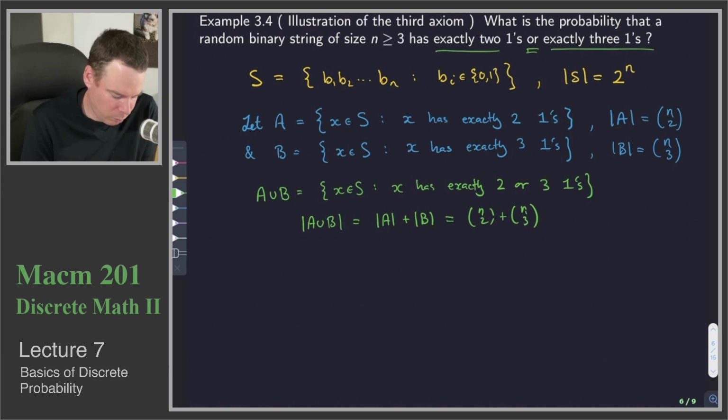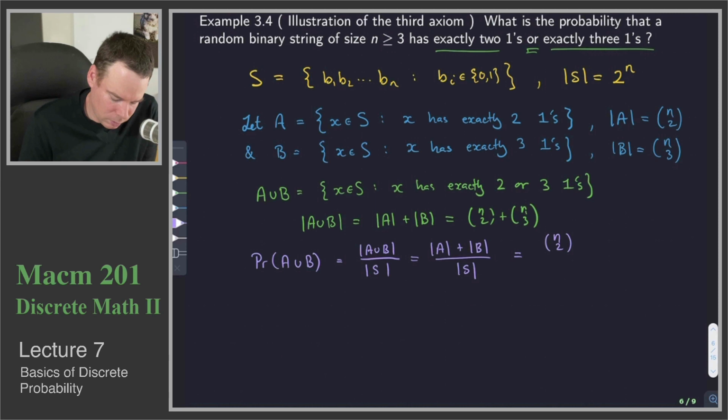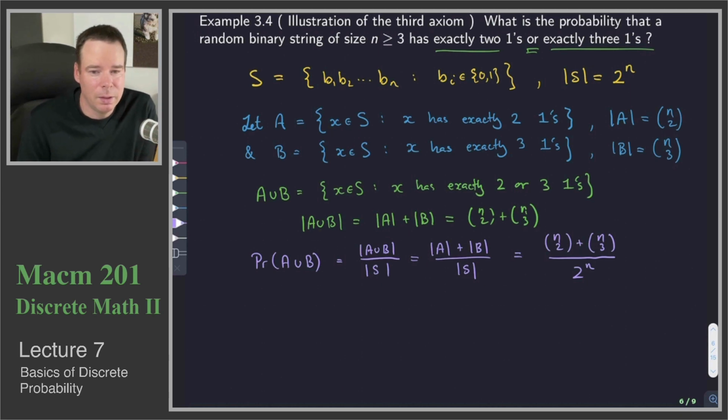Now we can work out the probability. The probability of event A union B is equal to the size of A union B over the size of S, which is the size of A plus the size of B all over the size of S, which is n choose 2 plus n choose 3 all over 2 to the n. And there's our probability that the string we chose has exactly 2 ones or exactly 3 ones.